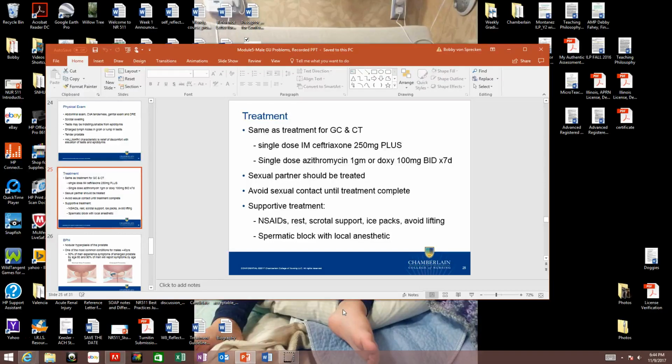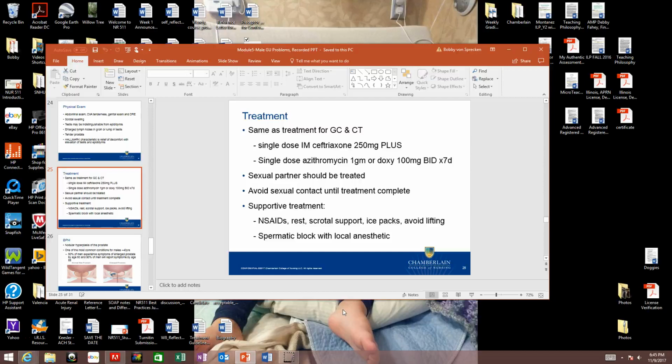Treatment includes a single dose of ceftriaxone 250 milligrams IM and a single dose oral azithromycin 1 gram or doxycycline 100 milligrams BID times 7 days. If the cause is an STI, the patient's sexual partner needs to be treated and the patient should avoid sexual contact until the treatment is finished.